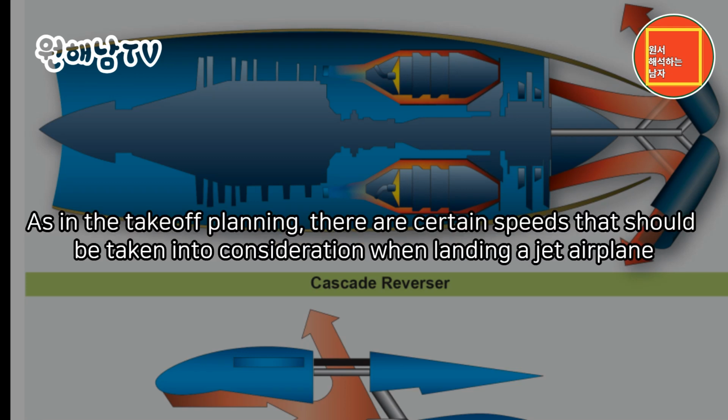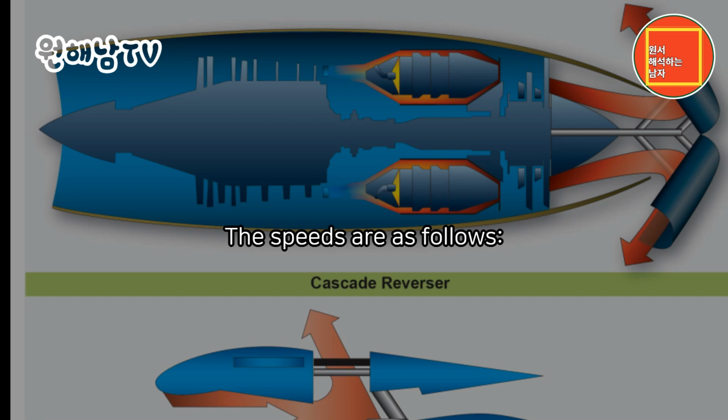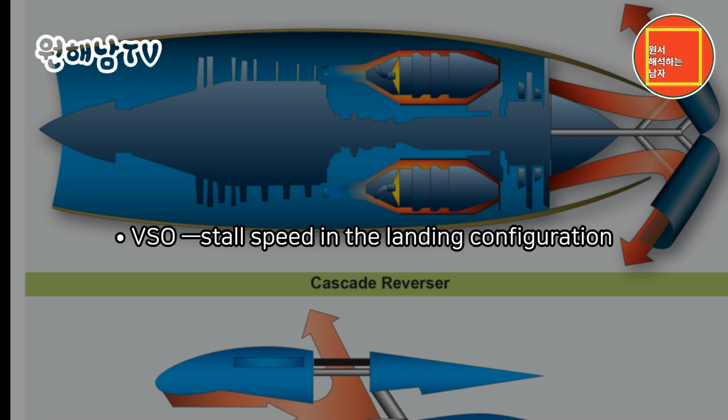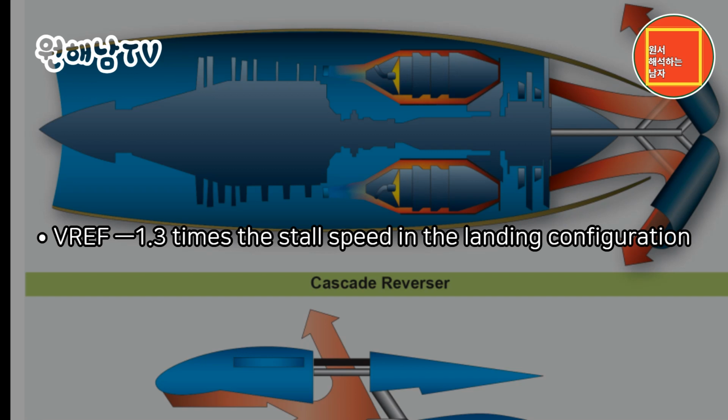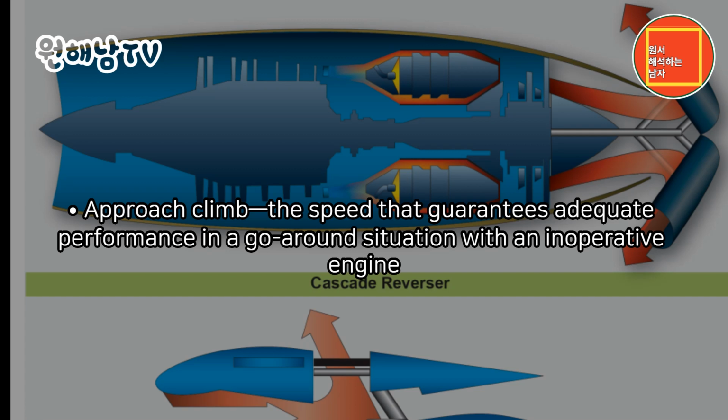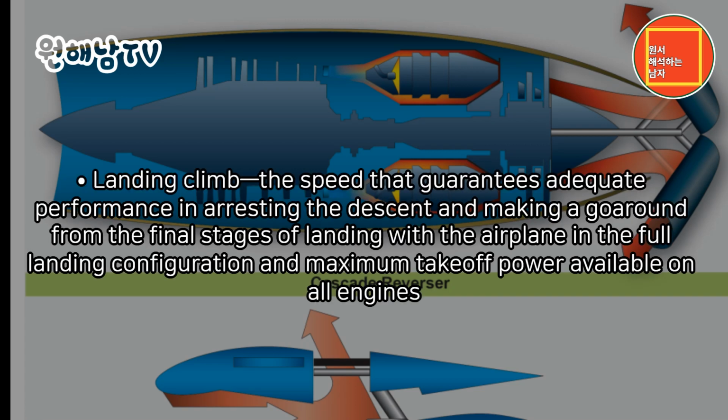Landing speeds. As in the takeoff planning, there are certain speeds that should be taken into consideration when landing a jet airplane. The speeds are as follows. VSO, stall speed in the landing configuration. VREF, 1.3 times the stall speed in the landing configuration. Approach climb, the speed that guarantees adequate performance in a go-around situation with an inoperative engine. Landing climb, the speed that guarantees adequate performance in arresting the descent and making a go-around from the final stages of landing, with the airplane in the full landing configuration and maximum takeoff power available on all engines.